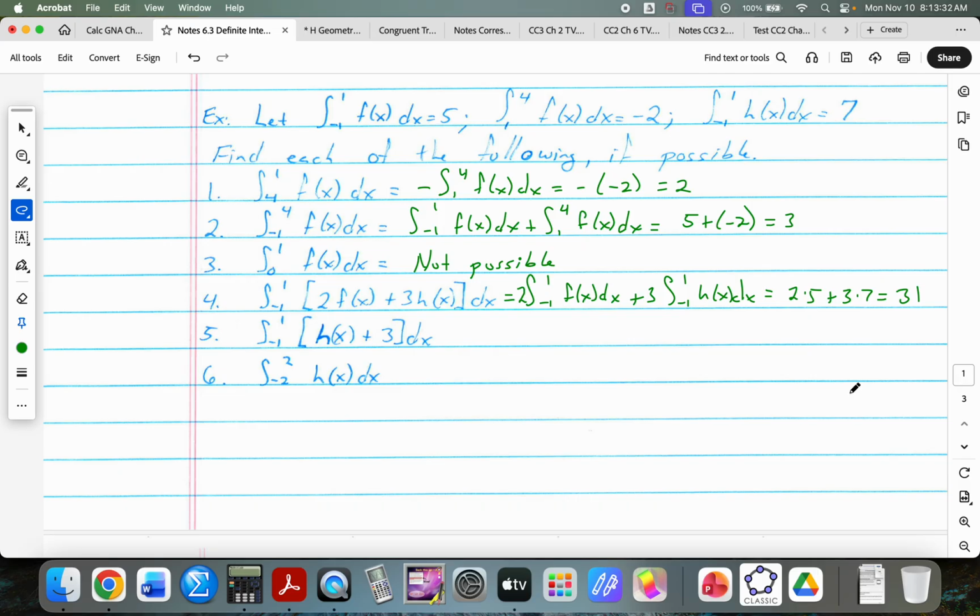All right, for number 5, this is one that students sometimes struggle with. It's easy if you split them up. So I do the integral from -1 to 1 of h of x dx plus the integral from -1 to 1 of 3 dx. The integral from -1 to 1 of h of x dx is 7.